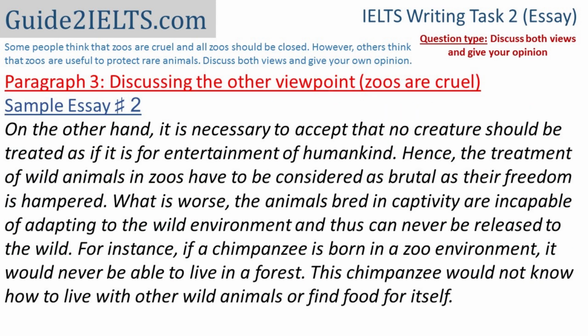On the other hand, it is necessary to accept that no creature should be treated as if it is for the entertainment of humankind. Hence, the treatment of wild animals in zoos has to be considered as brutal as their freedom is hampered there. What is worse, the animals bred in captivity are incapable of adapting to the wild environment and thus can never be released to the wild. For instance, if a chimpanzee is born in a zoo environment, it would never be able to live in a forest. The chimpanzee would not know how to live with other wild animals or even find food for itself.